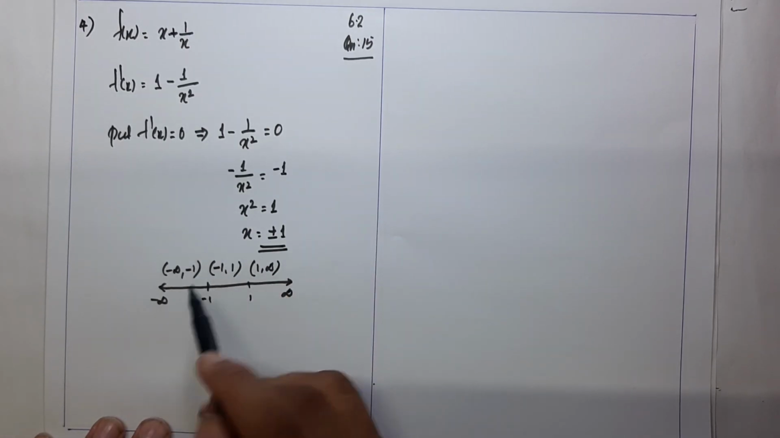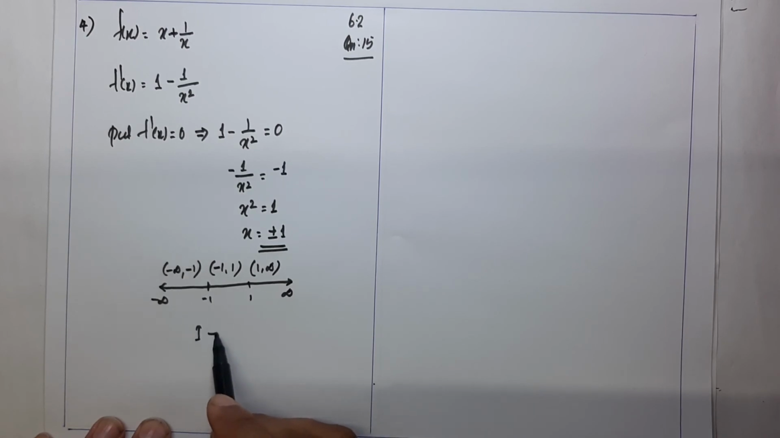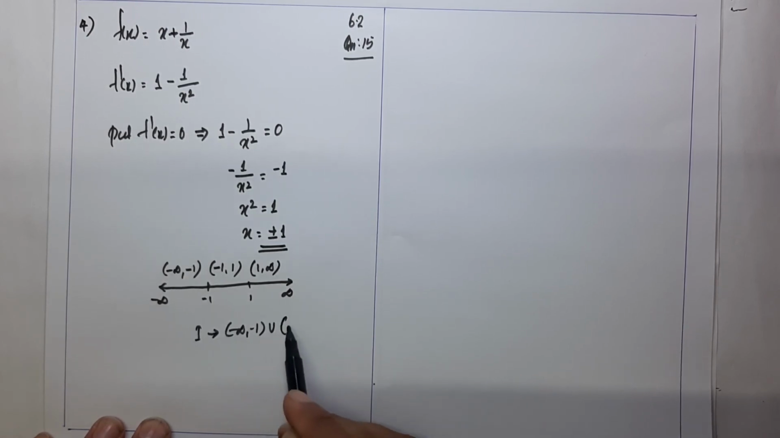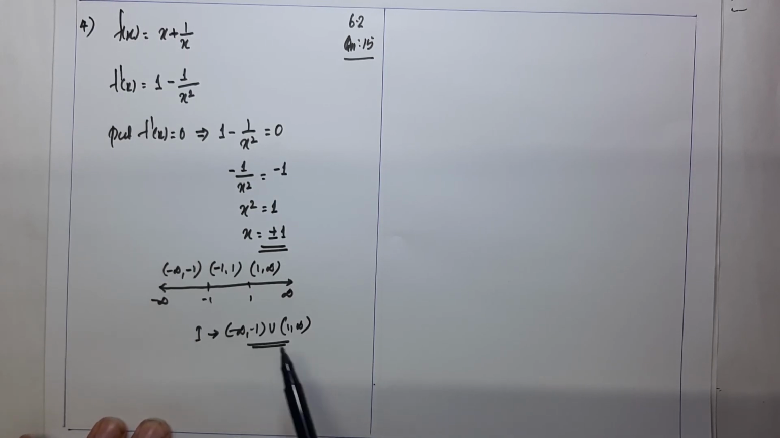I mean actually here I implies minus infinity to minus 1 union 1 to infinity. Now here we have to prove that the given function is strictly increasing. Our function is strictly increasing on this interval. Okay, now we select the first part, minus infinity to minus 1.